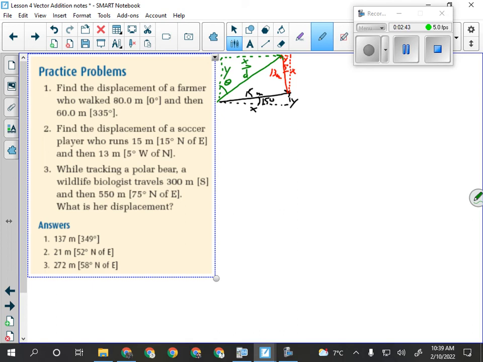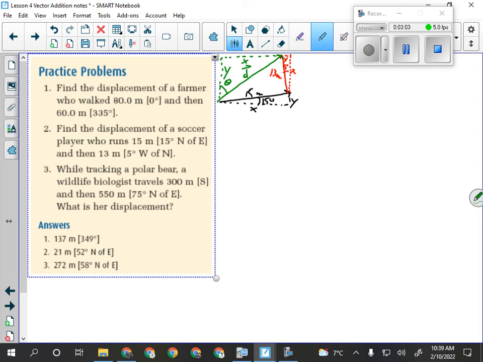The advantage of the tail to head method is that I can see the big picture. Once I have it drawn, I know where I'm headed. I can check my answers with my diagram as I go along. That's its advantage. Its disadvantage is it gets busy. It gets crowded, sometimes hard to read, and confusing.